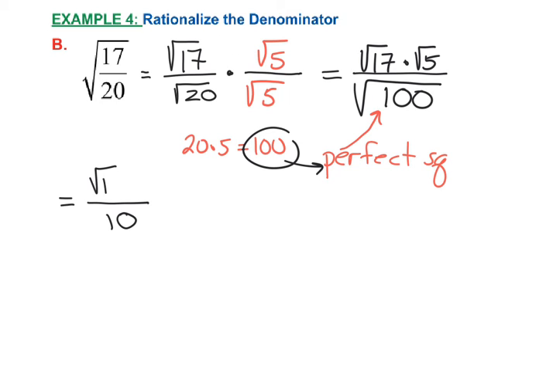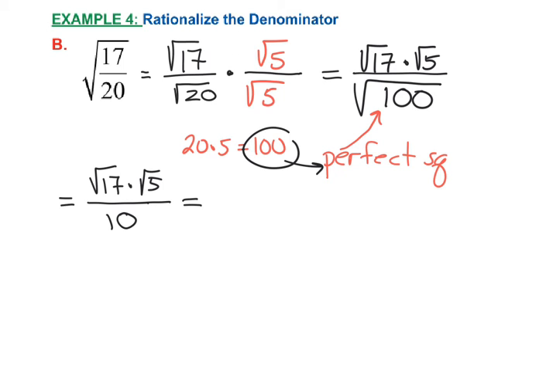And on top, we have the square root of 17 times the square root of 5. Now, I haven't combined the 17 and 5 yet, because sometimes it's easier for us to think about factors that are perfect squares with smaller numbers.